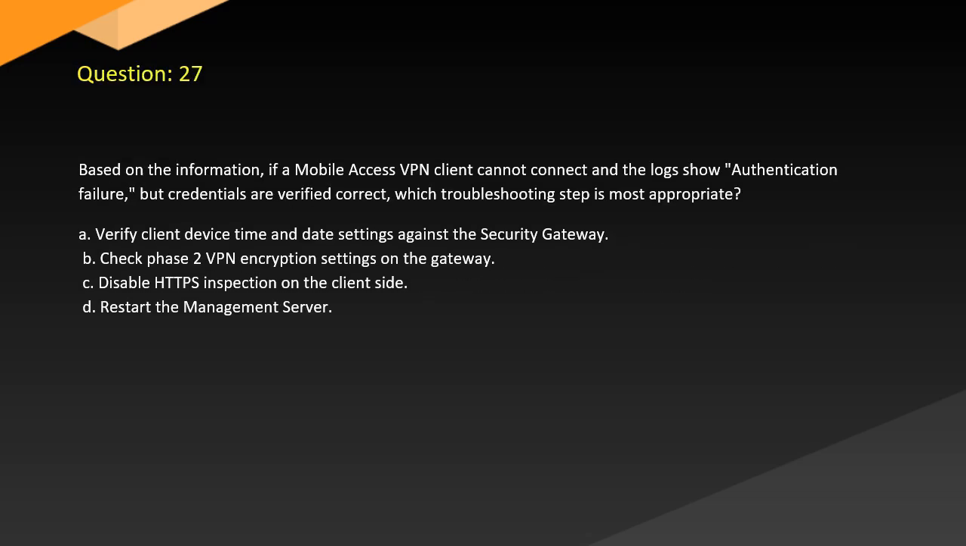Question 27. Based on the information, if a mobile access VPN client cannot connect and the logs show authentication failure but credentials are verified correct, which troubleshooting step is most appropriate? A. Verify client device time and date settings against the security gateway. B. Check phase 2 VPN encryption settings on the gateway. C. Do HTTPS inspection on the client side. D. Restart the management server.